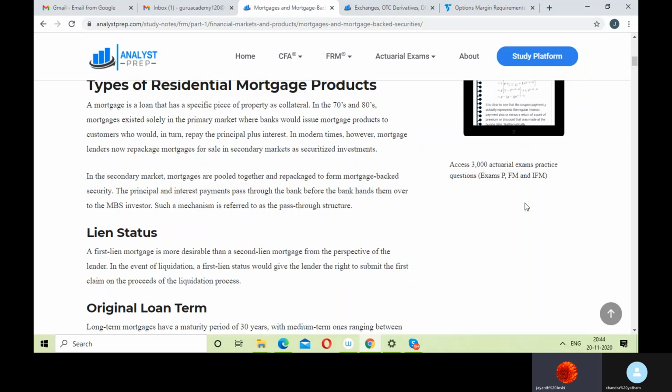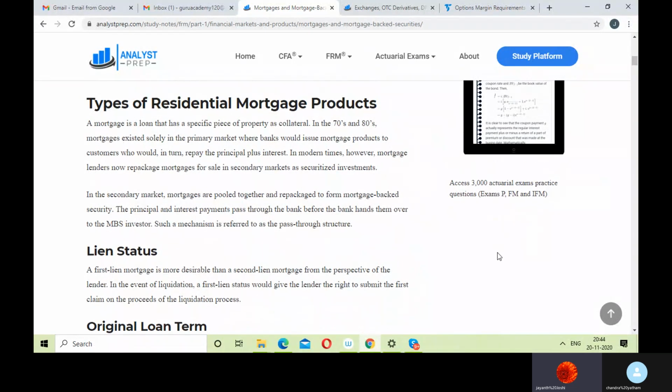So let's start with types of residential mortgages. There are two types of residential mortgages. Fixed and floating rate are the interest rates charged on people who take loans. So, types of mortgage, residential mortgage products, let us see.